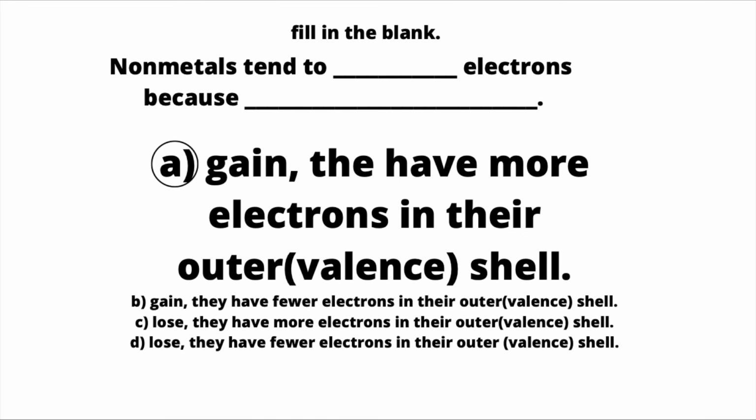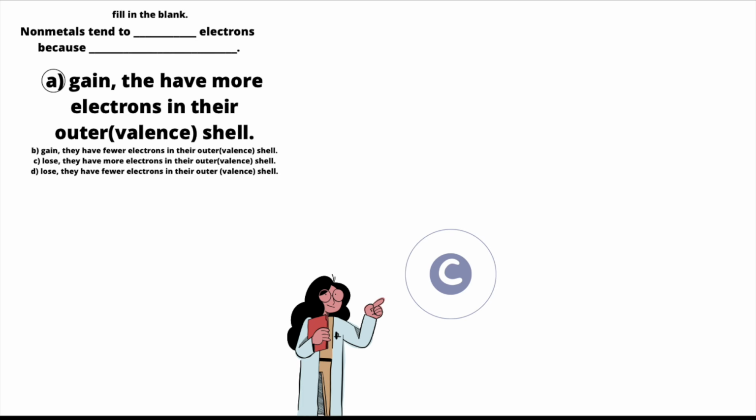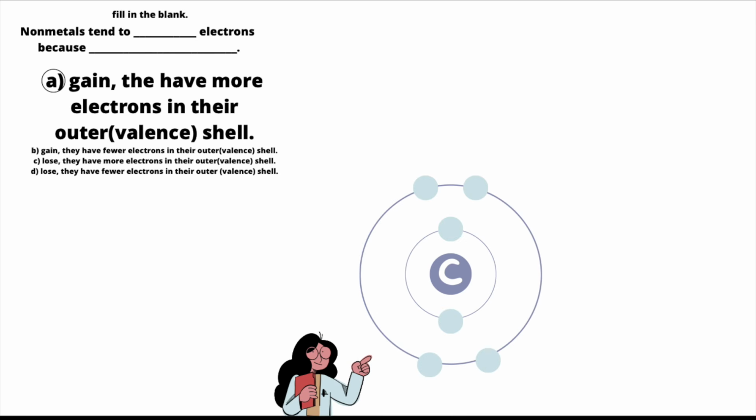Our answer here is A. So the sentence would read, nonmetals tend to gain electrons because they have more electrons in their outer valence shell. So here we have carbon as our example of a nonmetal. Notice it has 4 valence electrons. Because it's a nonmetal, we know it will gain some electrons to fill its outer shell.